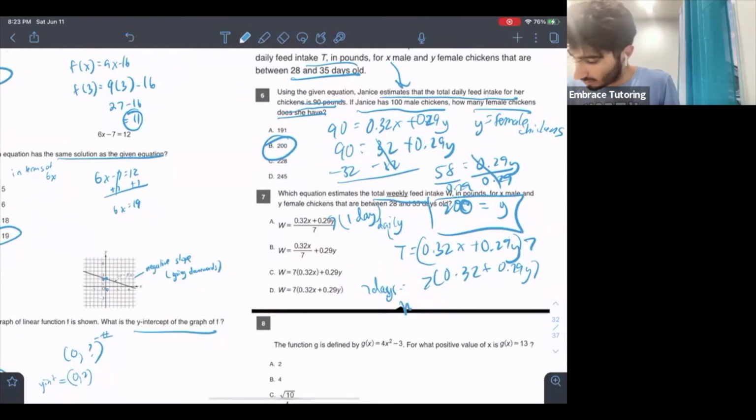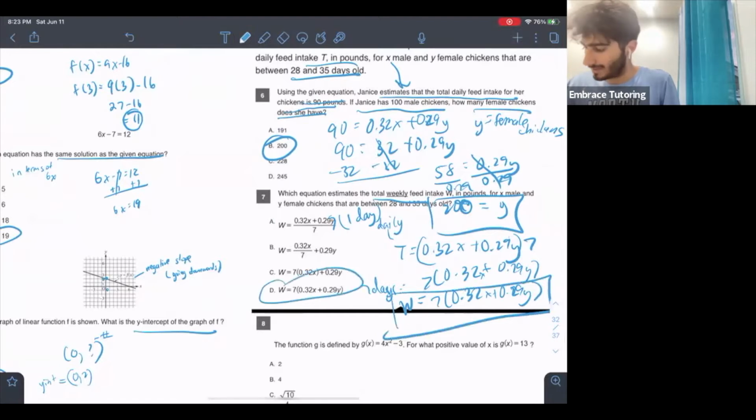7 days is equal to a week, which is also represented by W. And then you rewrite the equation. 0.29y. And that is your equation for weekly, and that matches choice D for 7.